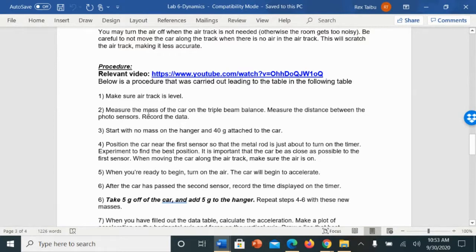Then the mass of the car was measured. And then starting with no mass on the hanger, 40 grams was attached, like that. Do not talk about we or do not mention anyone. It should be passive voice. Number 4 says position the car near the first sensor. You say the car was positioned near the first sensor. That's passive voice.